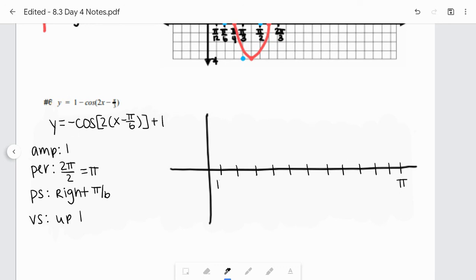Okay, so each spot would be pi over 12. You don't necessarily need to label every single one. Just make sure you label enough, at least with some key points in there.